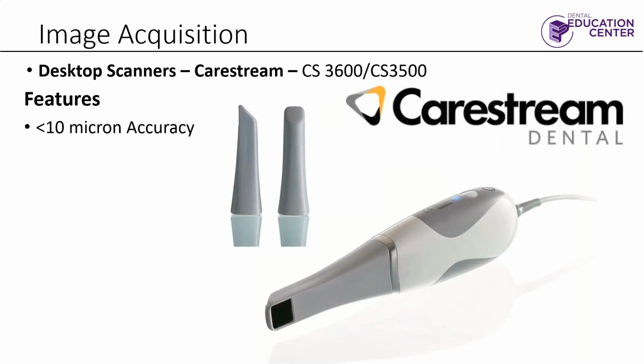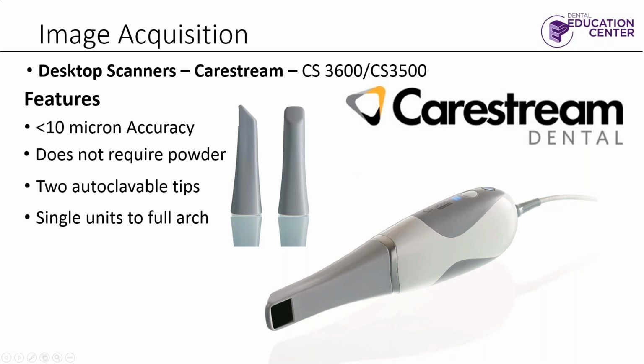CAREStream, very good scanner. This is the 3600. Since then, they've come out with the 3700. There's also a third tip. There's these two, and there's also a pedo tip. Sorry, I didn't have an image of that. Very accurate scanner. Does not require powder, multiple tips, single units to full arch. That was important a year ago because the full arch accuracy was still in question. But I think that argument has gone by the wayside.